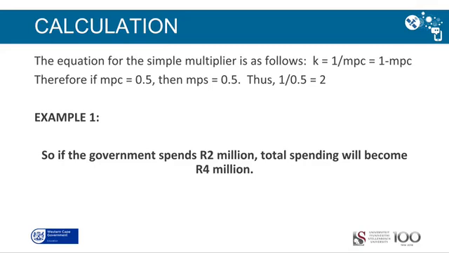So if we look at example 1 now, if the government spends 2 million, the total spending will become 4 million because we take the original spending of 2 million and we multiply that by the size of the multiplier, which is 2. So a spending of 2 million times 2 will then eventually become 4 million.